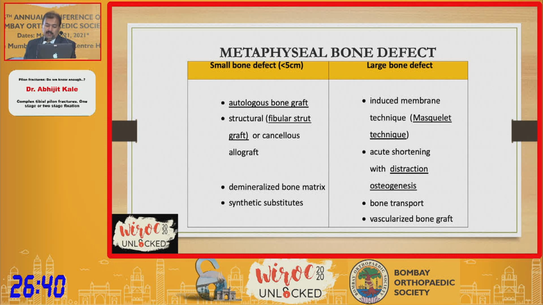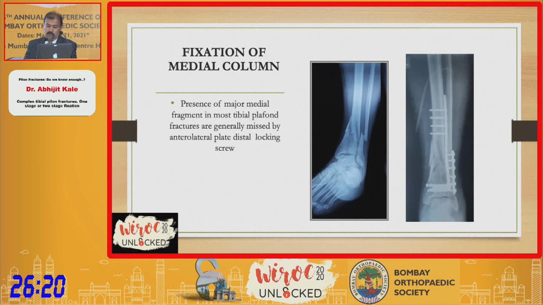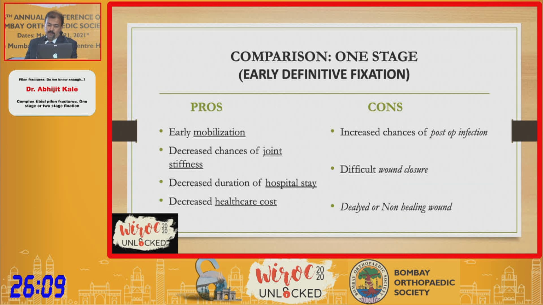What if there is a metaphyseal defect? The size of the defect will decide how to manage it. Less than 5 centimeter of defect, one can go in for an autologous bone graft or a structural fibula graft or use any bone graft substitutes. However, if it's a large defect, one can go in for a Masquelet technique or use a distraction osteogenesis or a vascular graft. At times, if your decision is not right, this is what happens here. Probably a medial plate would have been a better option and would have covered the medial column.